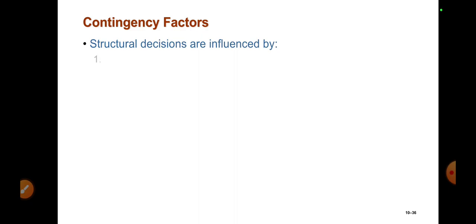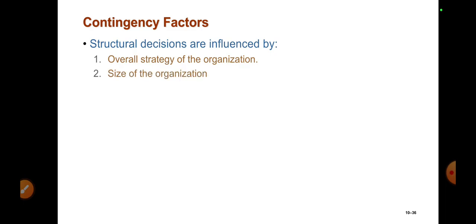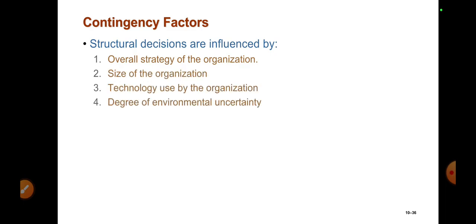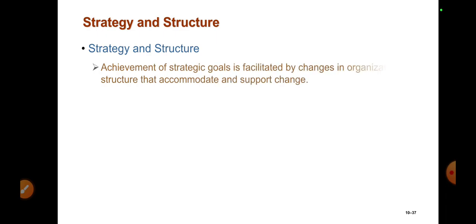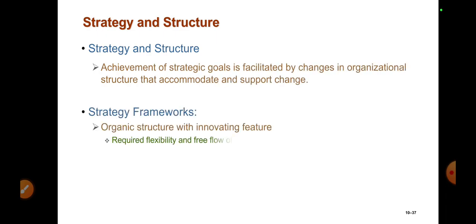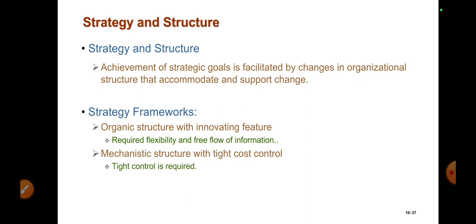First of all, overall strategy, size, technology, and the environmental uncertainty. So number 1 is the strategy and structure. Here we have to know what strategy is. Actually, strategy is a game plan or technique which provides a competitive advantage to the organization to stay in the competition. So based on the strategy, the organization has to follow different types of structure. For example, an example is given here.